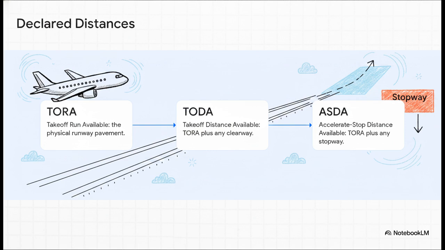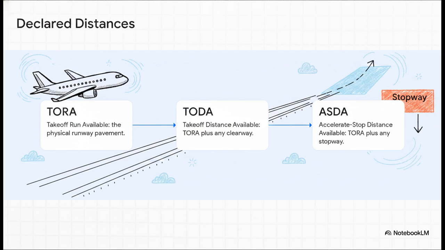Step 1 is TORA, or Takeoff Run Available. This is the actual physical pavement declared suitable for the airplane's tires to roll on while it accelerates. Step 2 is TODA, or Takeoff Distance Available. This takes that TORA and adds any clearway, which is an airspace beyond the runway that's totally free of tall obstacles, used specifically for the initial climb.